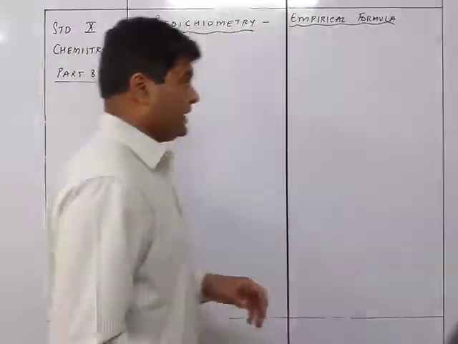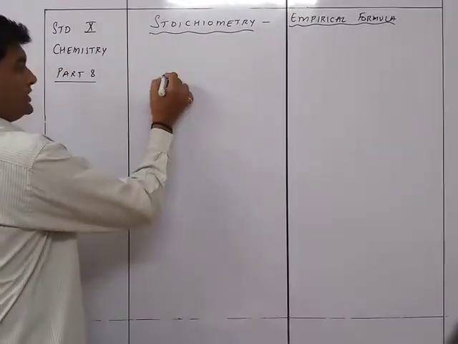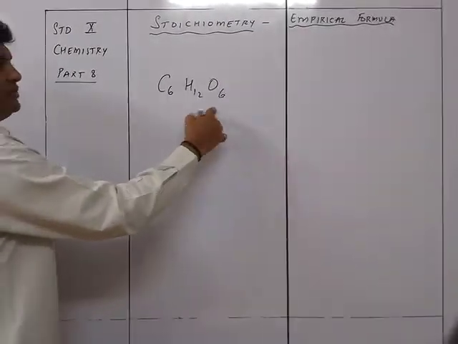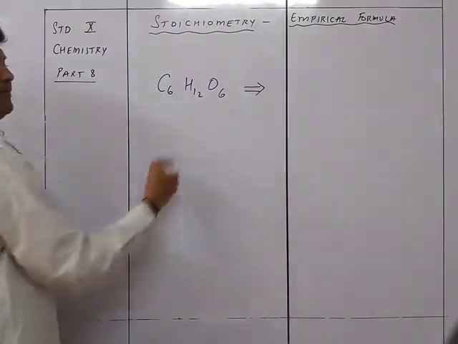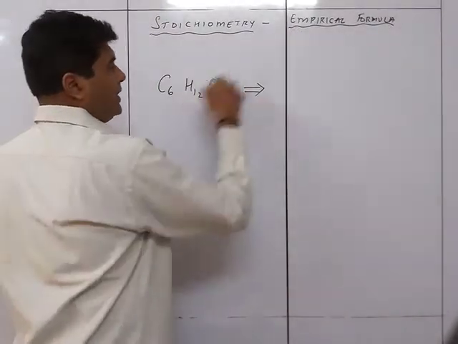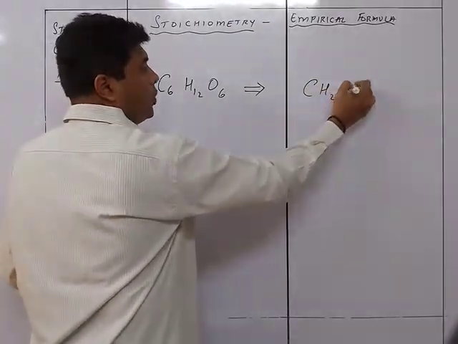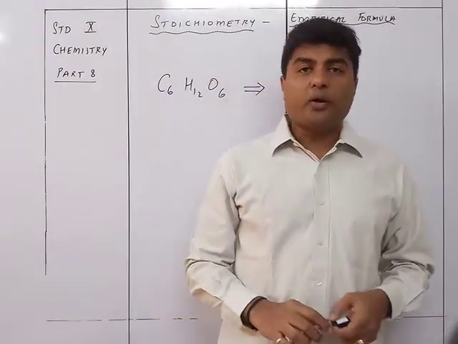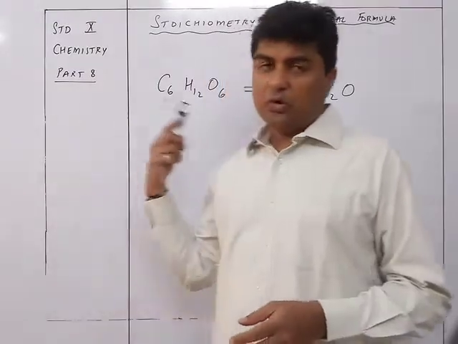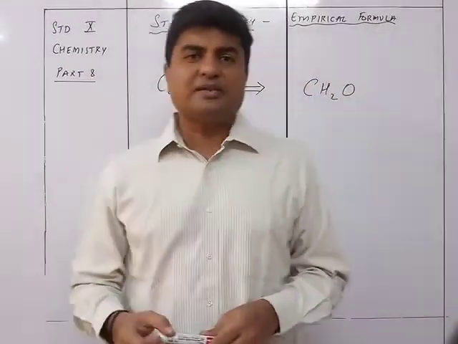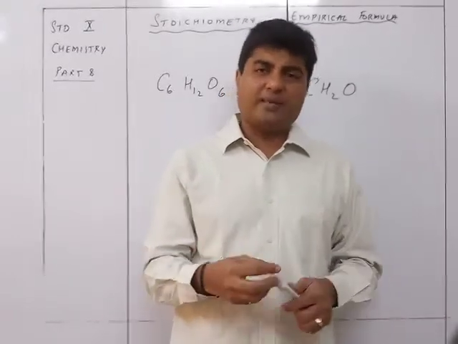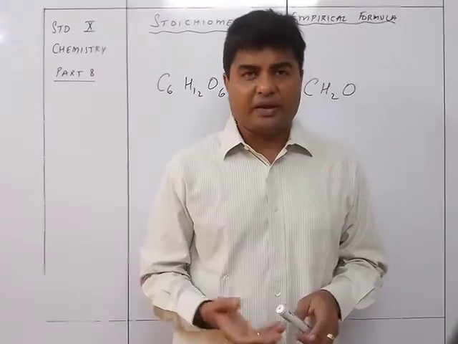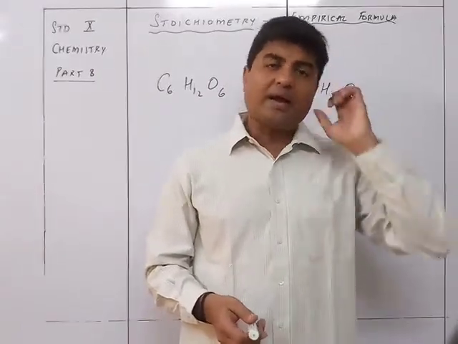For example, we know the formula of glucose is C6H12O6. Because all of them are divisible by 6, the empirical formula of this will be CH2O. Normally the empirical formula is much more important in organic substances like glucose. In the case of inorganic compounds like calcium hydroxide, the formula itself is the empirical formula. So very rarely will you require anything over there.